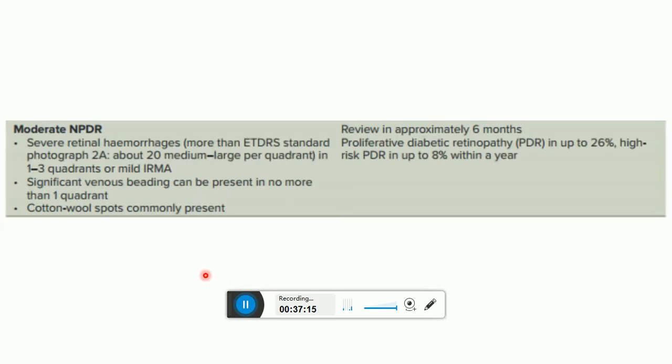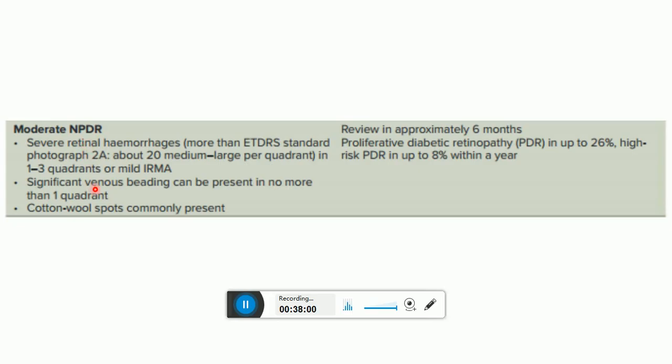Mild from moderate. In the moderate NPDR, there are also several severe retinal hemorrhages. In mild and moderate, in both there are retinal hemorrhages, but in moderate there are severe retinal hemorrhages, more than ETDRS standard photograph 2A, which means about 20 medium large per quadrant in 1 to 3 quadrants, and mild edema. So if the hemorrhages are less than 20 and less than 1 quadrant, then this is mild. If it is in 1 to 3 quadrants and about 20, then this is moderate.